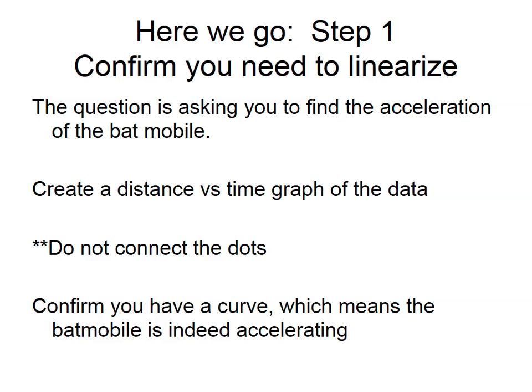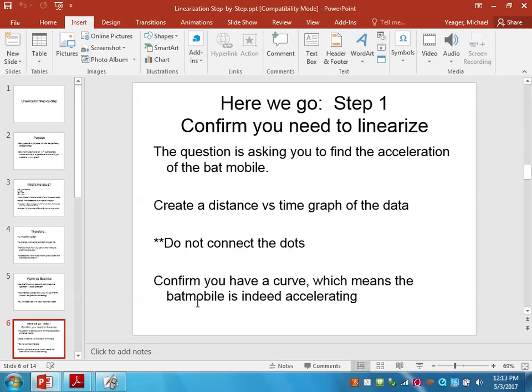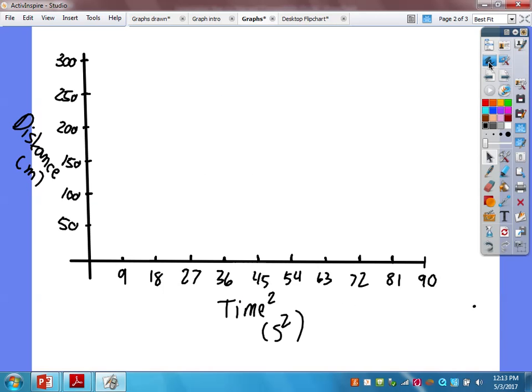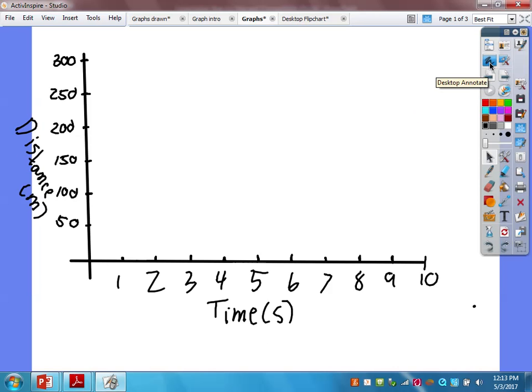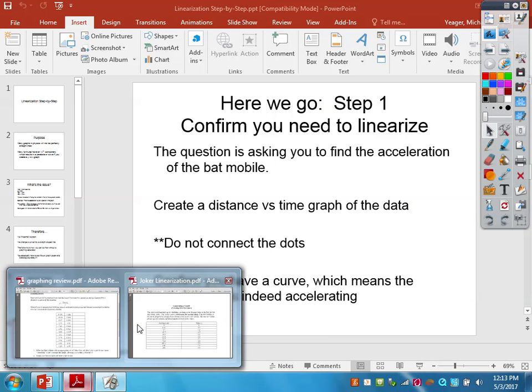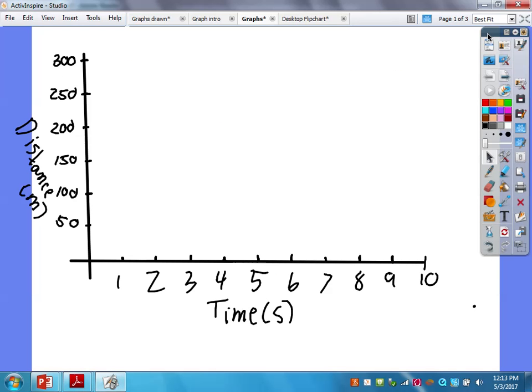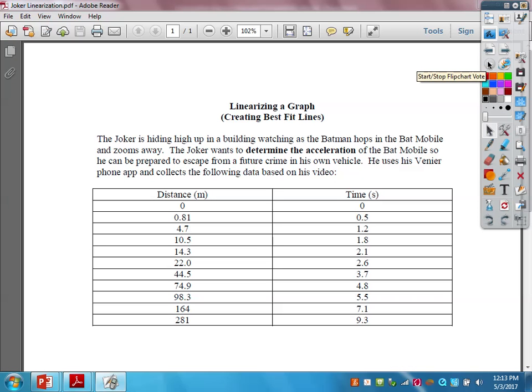So let's go ahead and show this real quick. Going back one. This is exactly the same way I go through it in class. We're going to go back and forth quite a bit. So I'm going to go ahead and graph this distance versus time. Now, I kind of jumped one step.